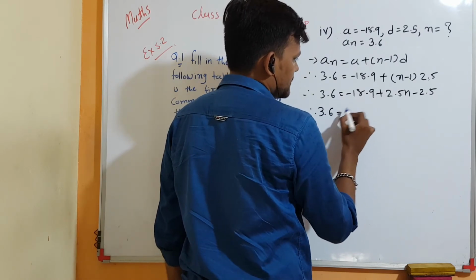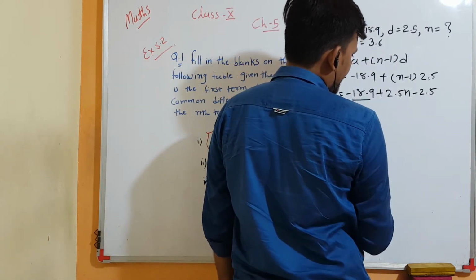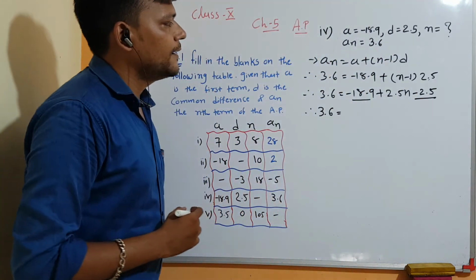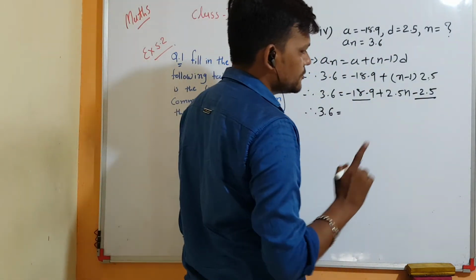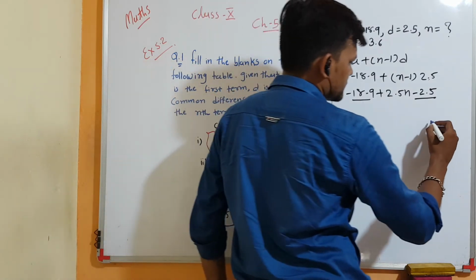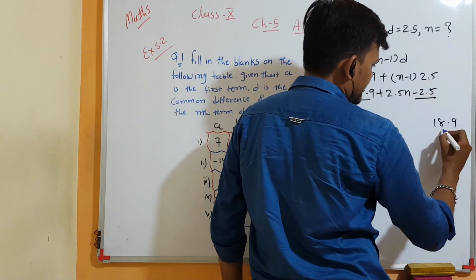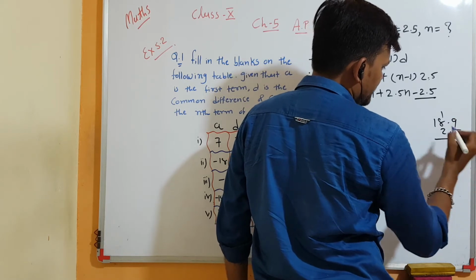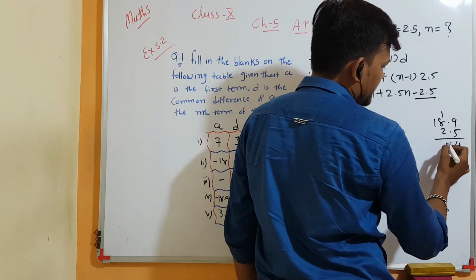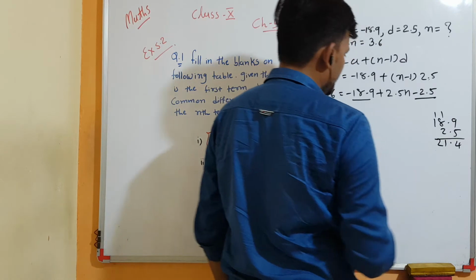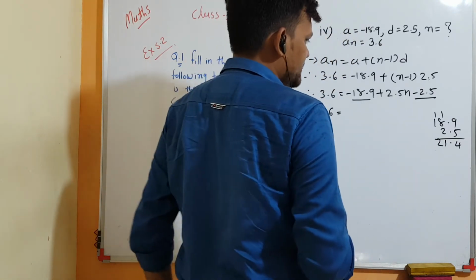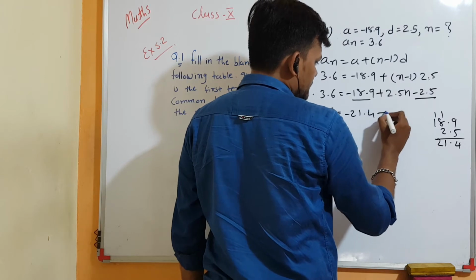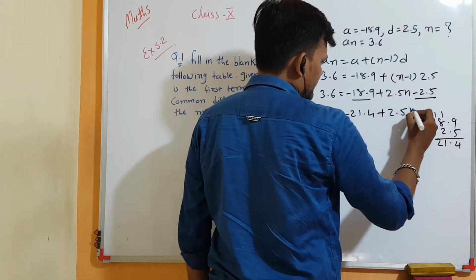3.6 as it is. Now minus 18.9 and minus 2.5. As we all know, minus minus gives you plus, and sign of minus. So 18.9 and 2.5. If you add them, 9 plus 5, 14, 1 carry. 8 plus 2, 10, 1, 11, 1 carry, 21.4, right? So the answer is 21.4, but minus 21.4 plus 2.5.